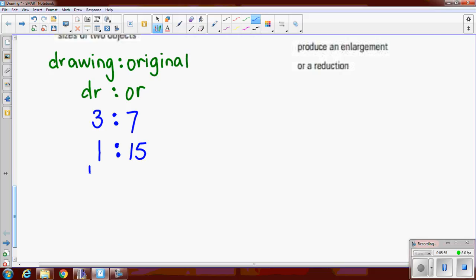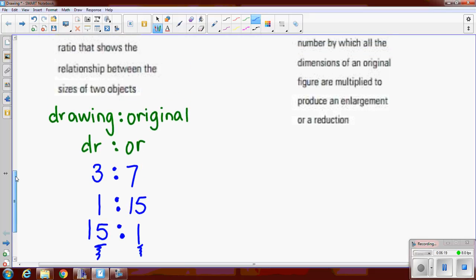If I switch those around and said 15 to 1, this means something entirely different. What this is telling us is that 15 centimeters on my drawing is actually only 1 centimeter originally, or in the actual image. So we actually made this thing bigger in our drawing.